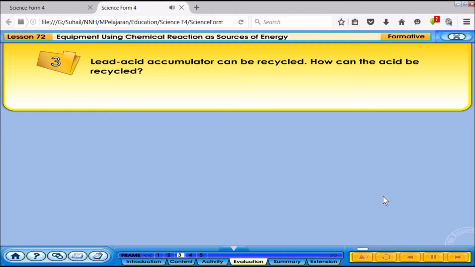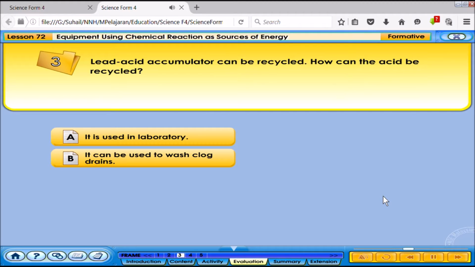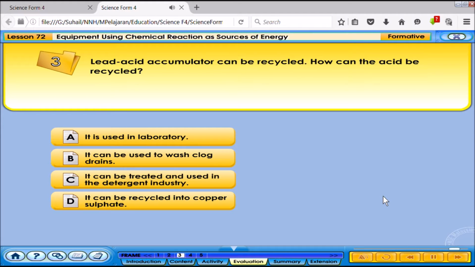Lead-acid accumulator can be recycled. How can the acid be recycled? A. It is used in laboratory. B. It can be used to wash clogged drains. C. It can be treated and used in the detergent industry. D. It can be recycled into copper sulfate. Your answer is correct.